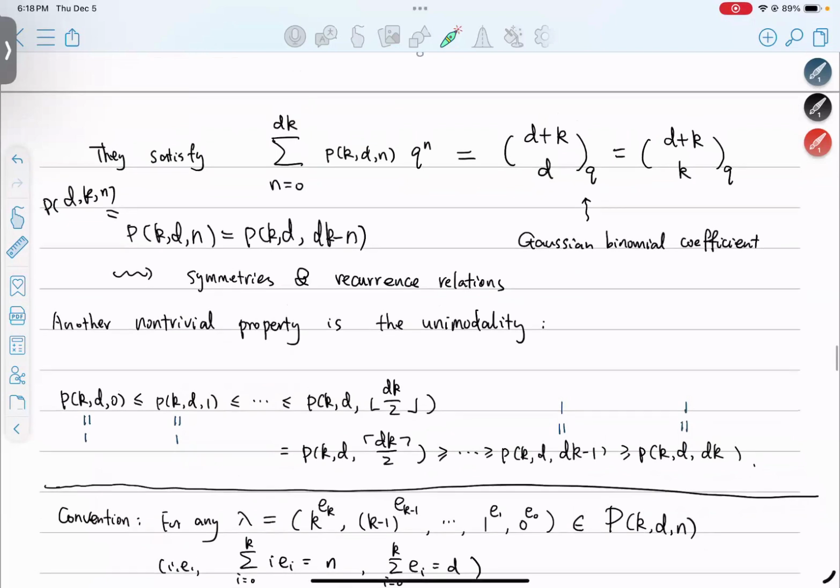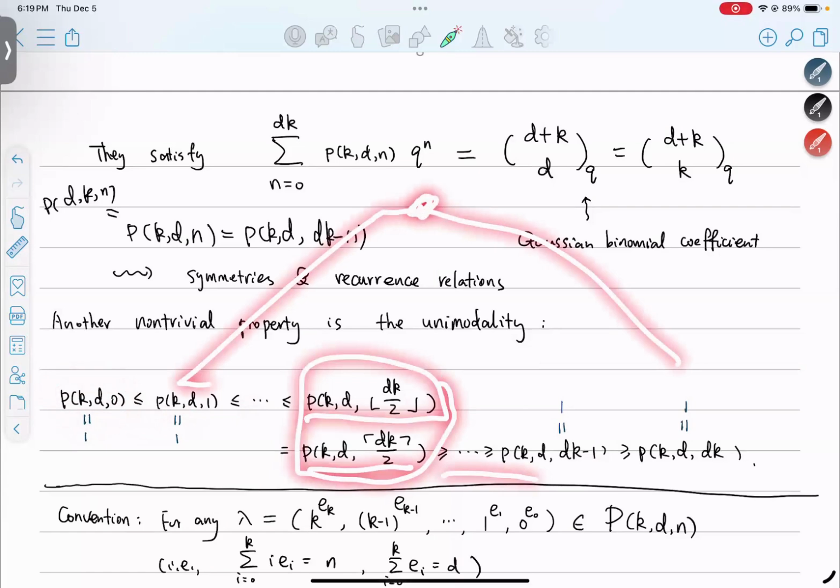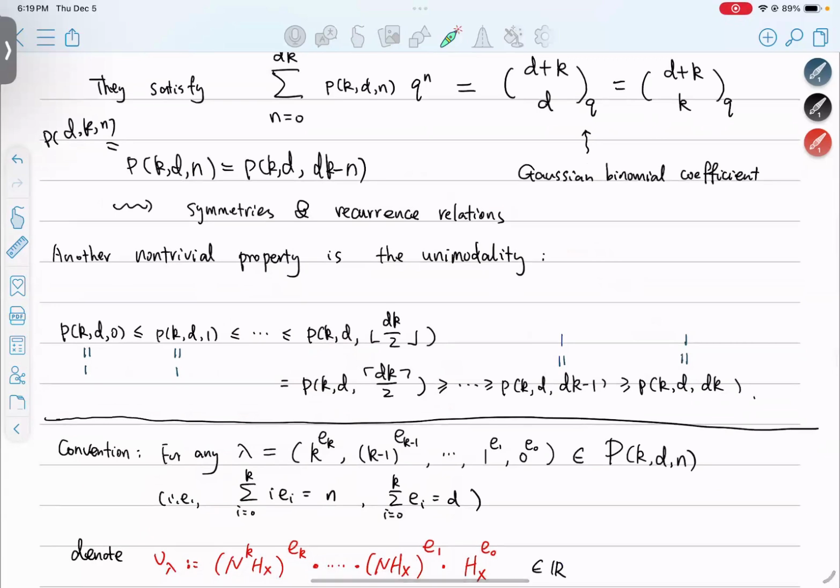But the most important and non-trivial property is the so-called unimodality. This restricted partition number satisfies unimodality. Here p(k,d,0) is 1, p(k,d,1) is 1, and so on. It grows up to p(k,d, half dk), depending on the parity of d and k. This is the largest one, and then you're going down. So you first go up, and then you go down. The middle point is given by half dk, or its integer part. So this is the unimodality property of the partition number.